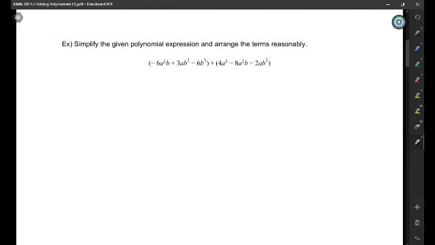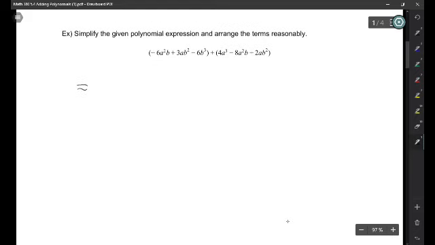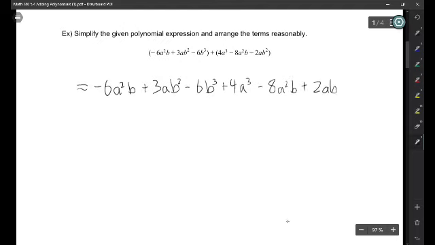Next up, simplify the given polynomial expression and arrange the terms reasonably. Okay. Well, again, drop the parentheses, rewrite what you have. Negative 6a squared b plus 3ab squared minus 6b cubed plus 4a cubed minus 8a squared b plus 2ab squared.